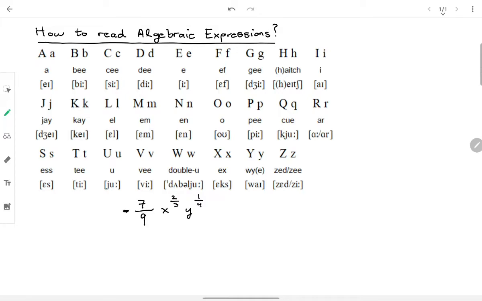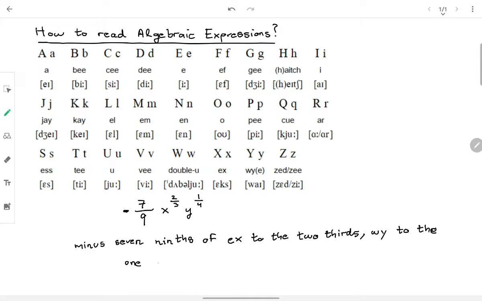In this case we have fractions as exponents, but it's also very similar. So we will start from left to right. In this case, minus 7 ninths of x to the 2/3, comma, y to the 1/4. So it's also very similar. We will read this as minus 7 ninths of x to the 2/3, y to the 1/4, or to the 1/4. It's the same.